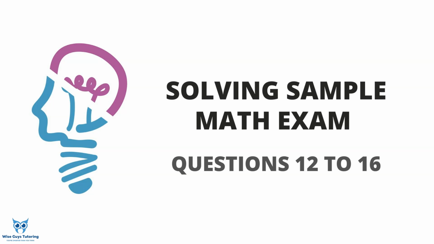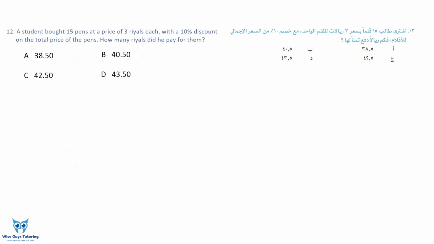Let's get started. Okay, so this question says a student bought 15 pens at a price of 3 riyals each with a 10% discount on the total price of the pens. How many riyals did he pay for them? So this is a two-part question basically. First of all, he buys 15 pens at a price of 3 riyals each. So what we have to do is multiply those, right? So it's 15 times 3 riyals each.